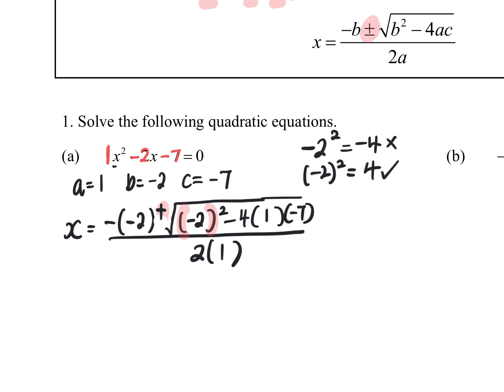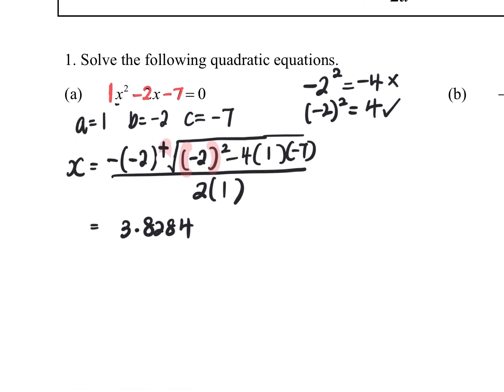Okay, so after you key everything of this, too bad I can't show you my calculator screen. Okay, then you'll be able to get your answer 3.8284. Right, usually for me, I'll copy at least a few, minimally 5 significant figures, right, before I round it off.